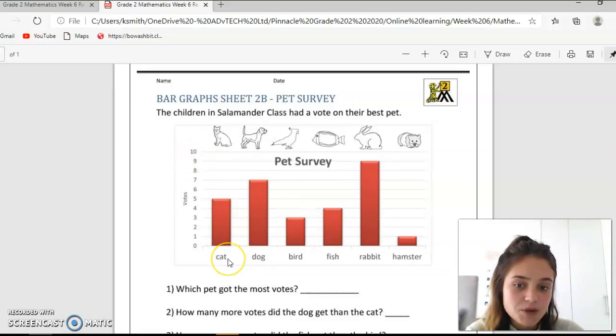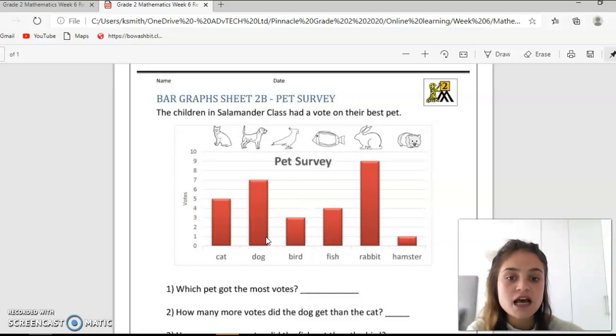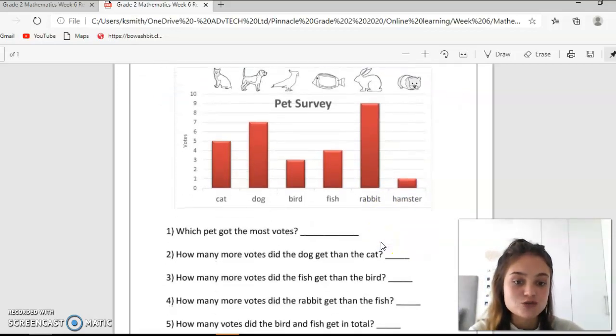And how many people voted for the cat? Let's have a look. We go up all the way, and it ends over there, and we look, and it goes 5 people voted for cat, which was the least popular, the one who didn't get the most votes, and that's the one with the smallest graph. And then we have a look, and it was the poor hamster who only got 1 vote. Okay, and then you're going to answer the rest of your questions.